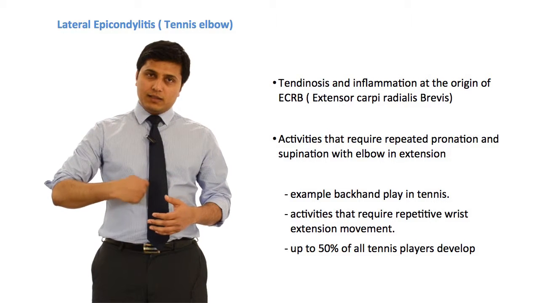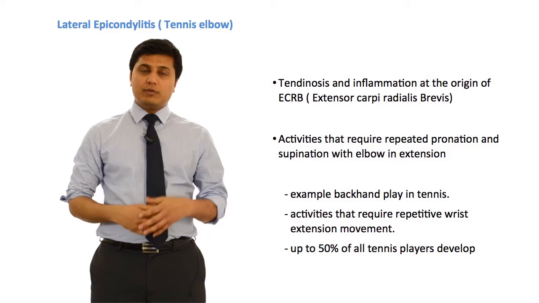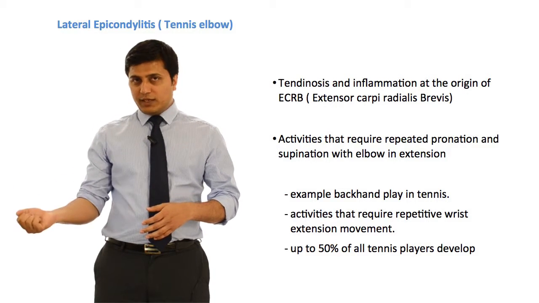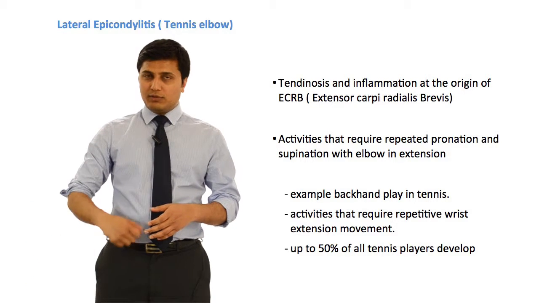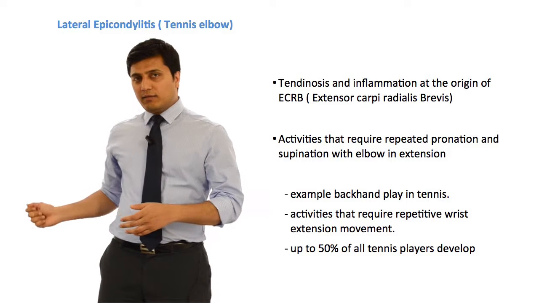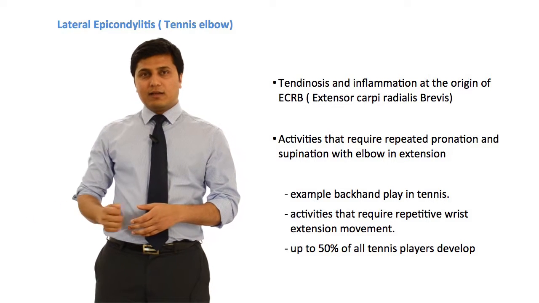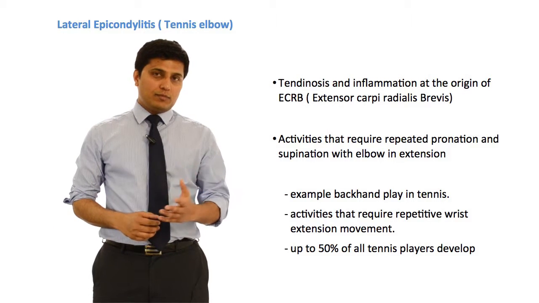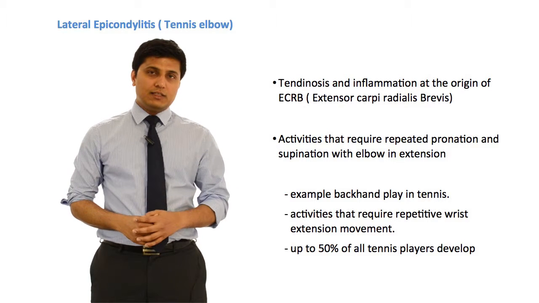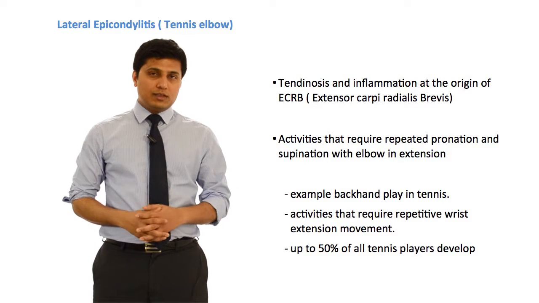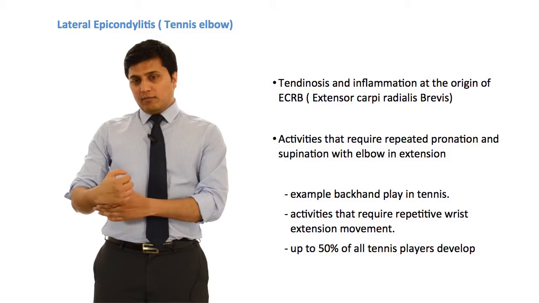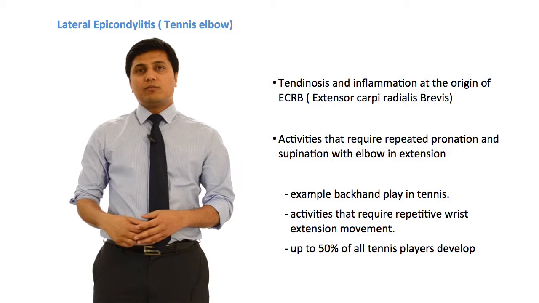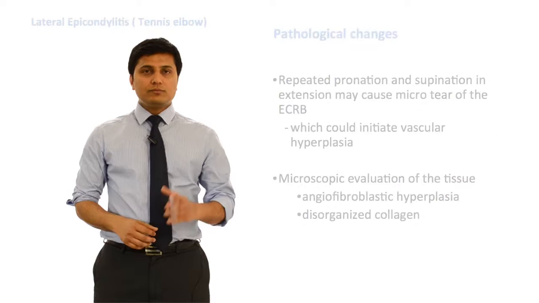Why? Because the mechanism which is prone to this condition is repeated pronation and supination movement while the elbow is in extension. For example, if you imagine a tennis player performing a backhand, they are more prone to this kind of condition. It's recorded that up to 50% of tennis players at some point in their life could develop this condition, and also some people who do repeated flexion extension of the wrist movement can also develop this condition as well.